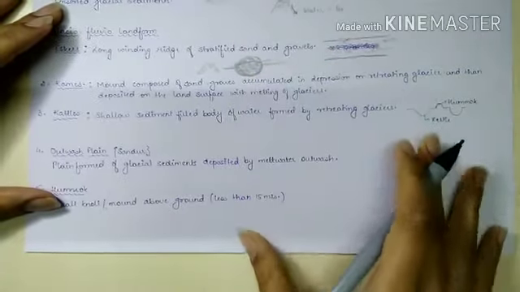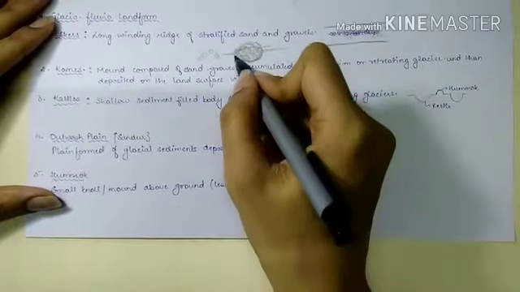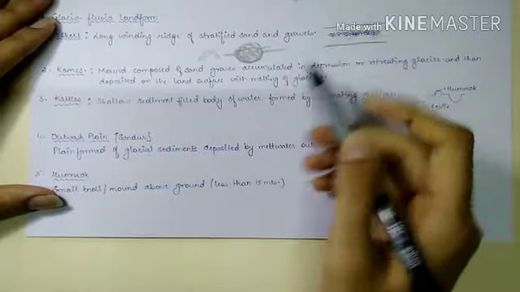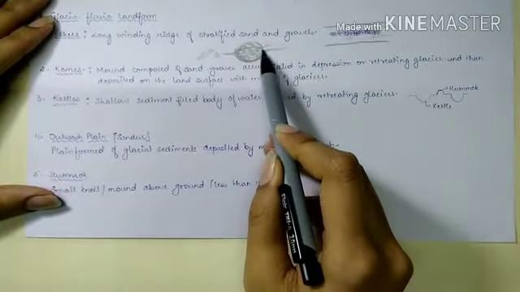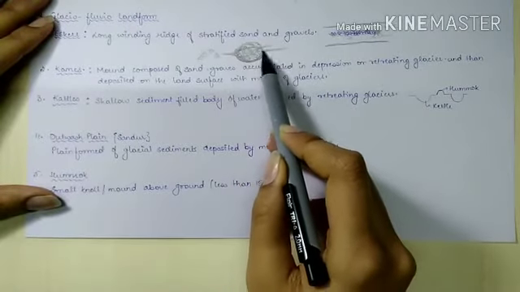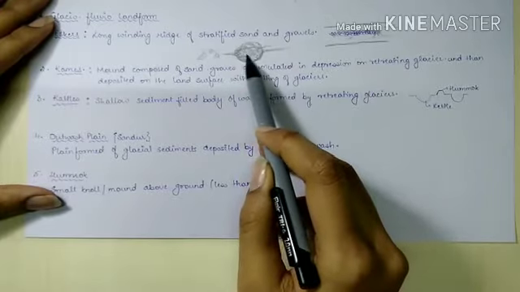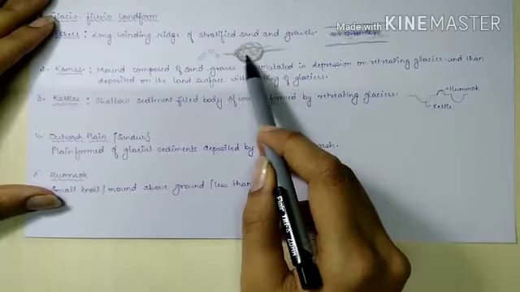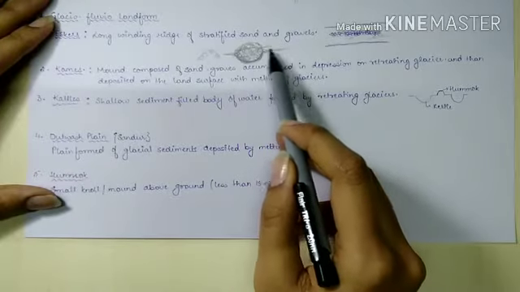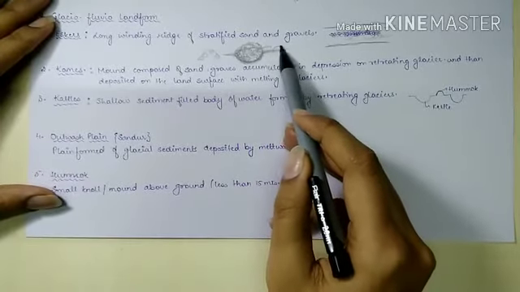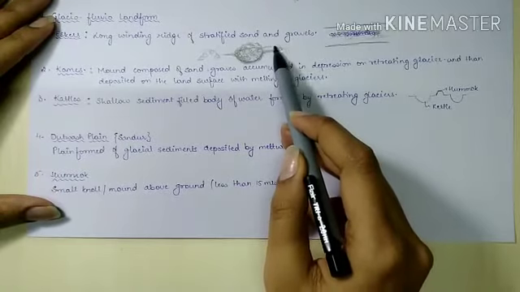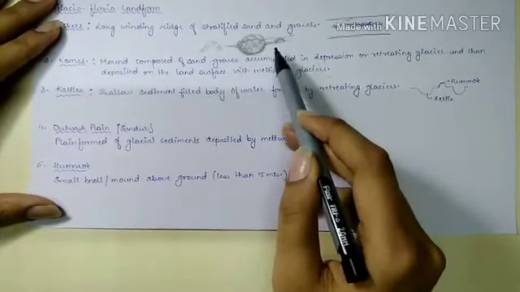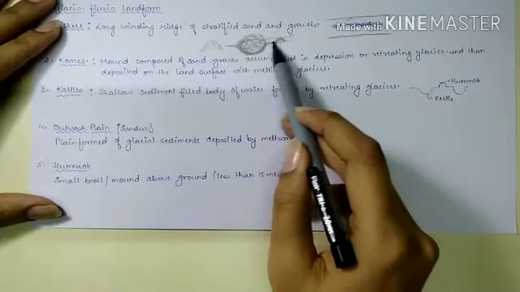Okay, next we have kettle. So initially, when the depression was not filled by sediment, or sand or gravels, this depression was known as kettle. And then we have small hills of less than 15 meters. These are known as hummocks. So we have kettles and hummocks.